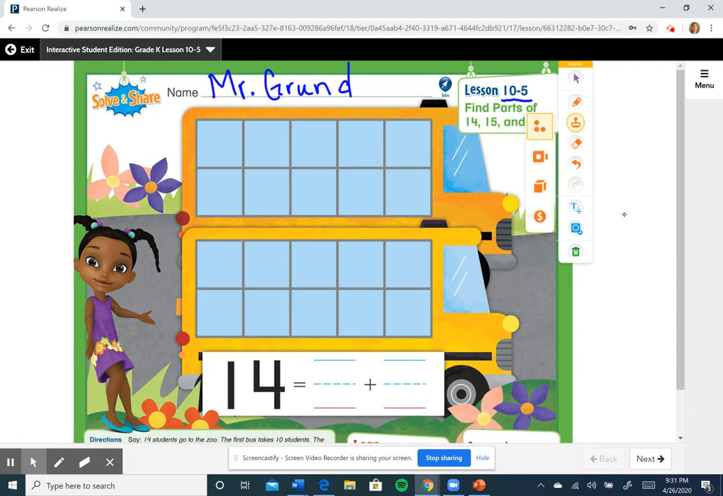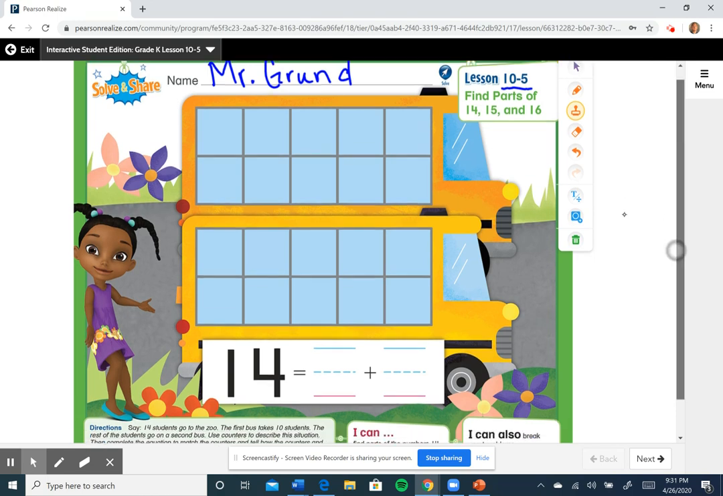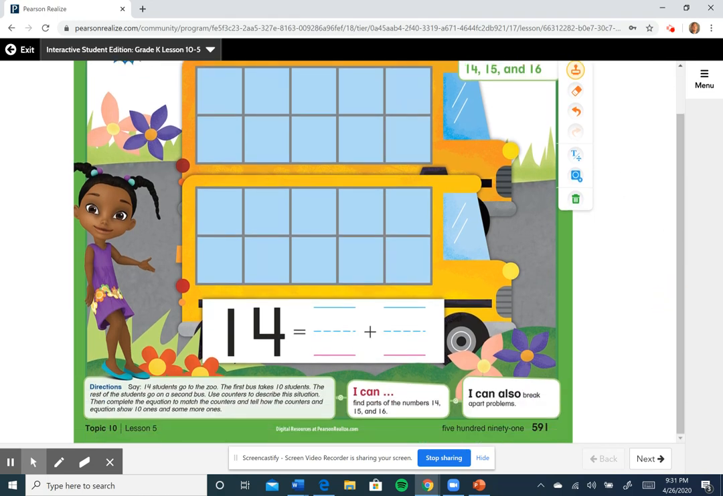So right off the bat, it says a bunch of students take a bus to the zoo for a field trip. There are 14 kids in all. The first bus is filled with 10 students. How many students will be on the second bus to show 14?